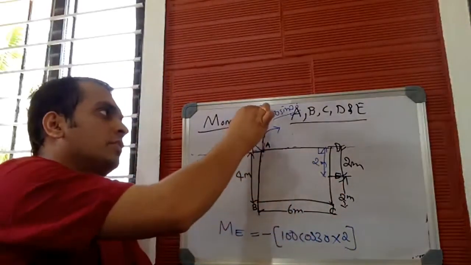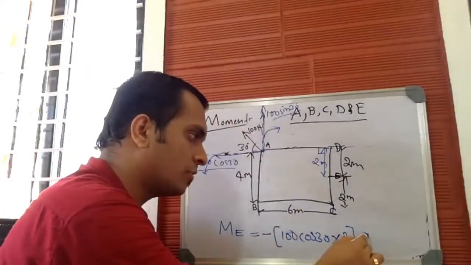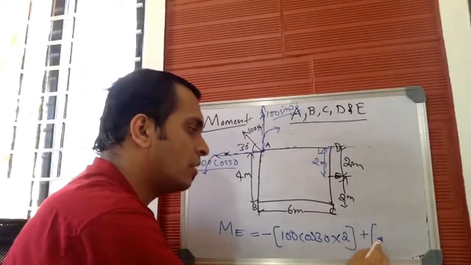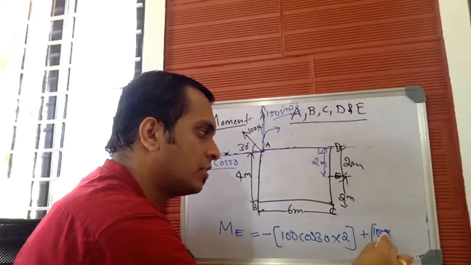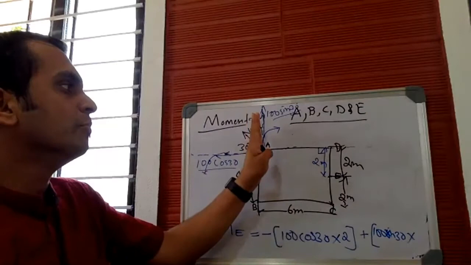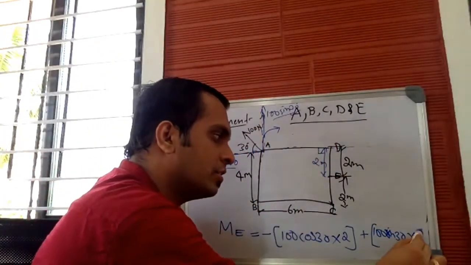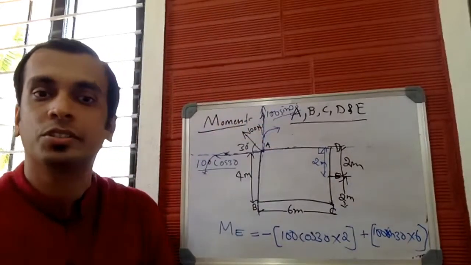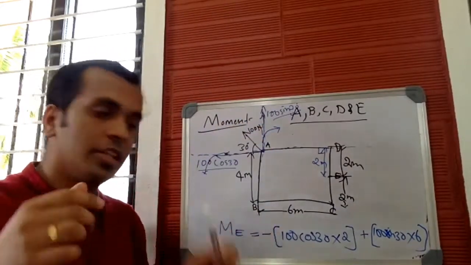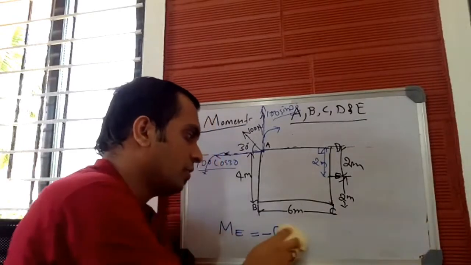And check whether this vertical force produces clockwise or anti-clockwise moment. It produces clockwise moment. Plus 100 sin 30 into the perpendicular distance from the line of action to point E, which will be 6. So calculate this and simplify this and find the moment about the last point E as well.